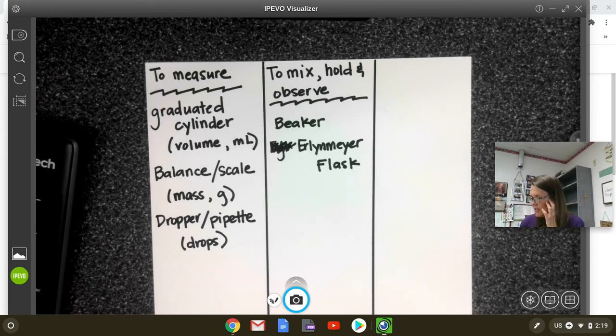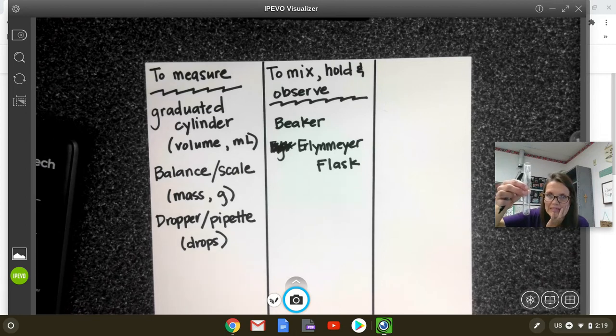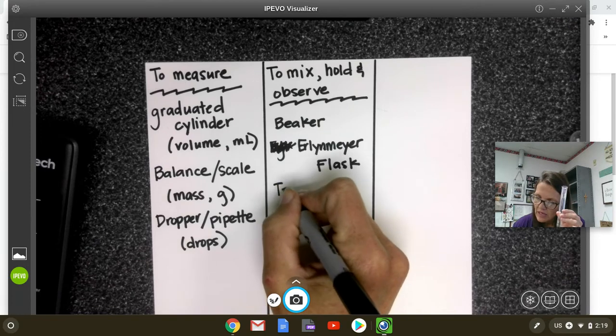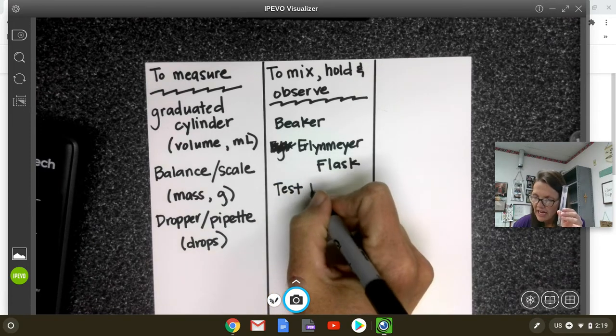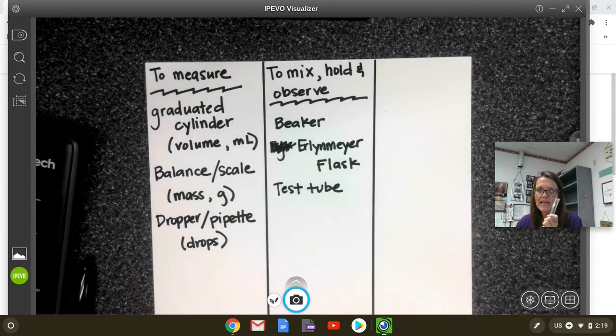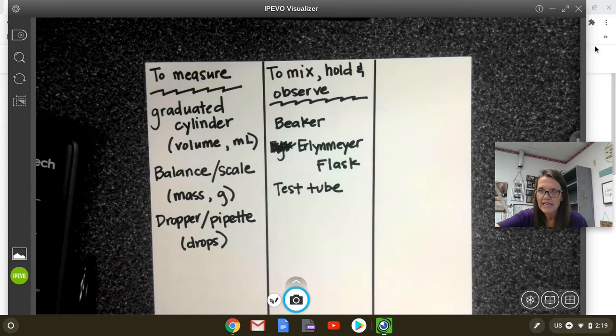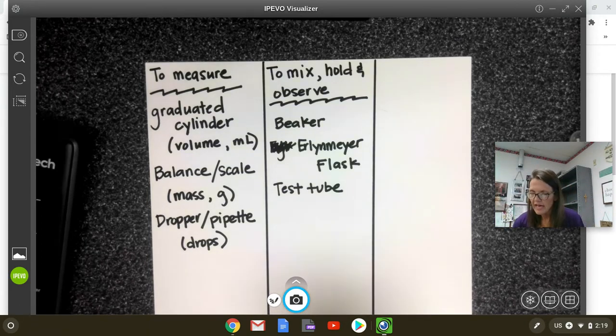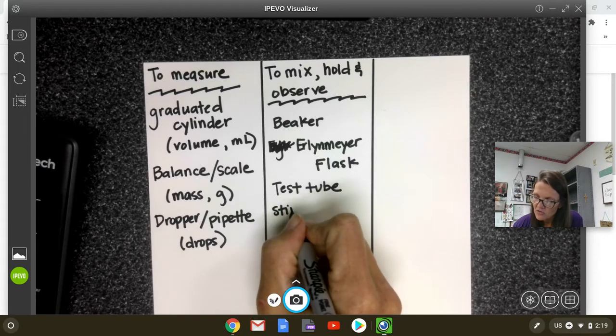Another piece of glassware that fits in that same category is a test tube. You guys have probably seen these before. Again, we don't measure with a test tube. We just put reactions in there and we observe. And when you are mixing and holding solutions, you may also want to use a stir rod. You could take a beaker and stir with that.